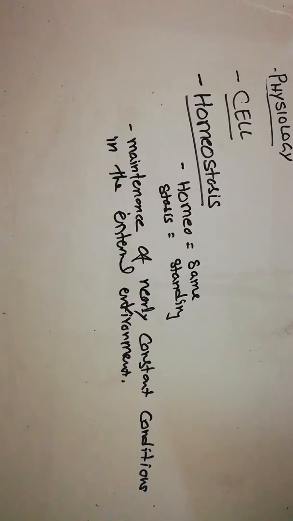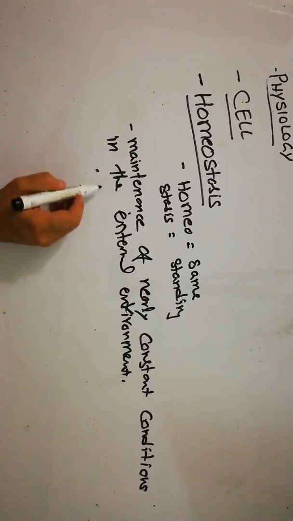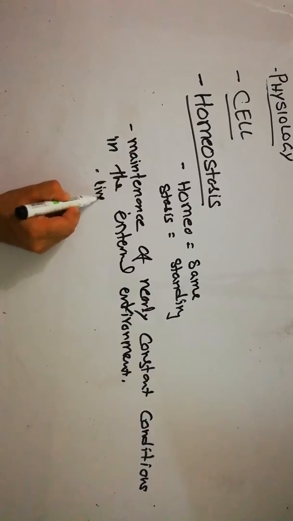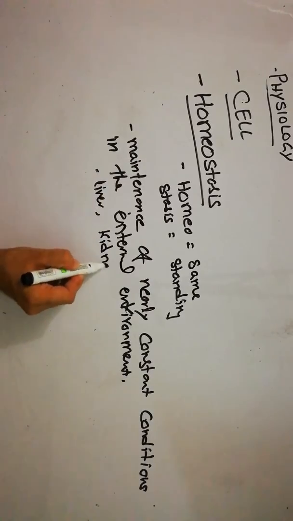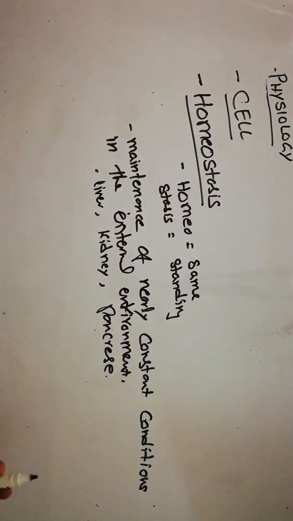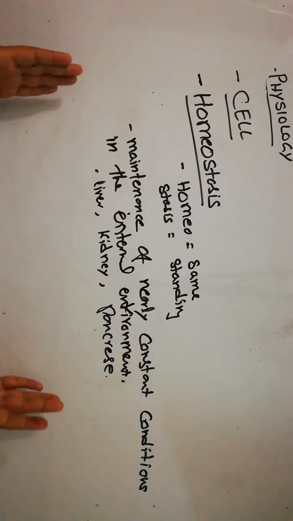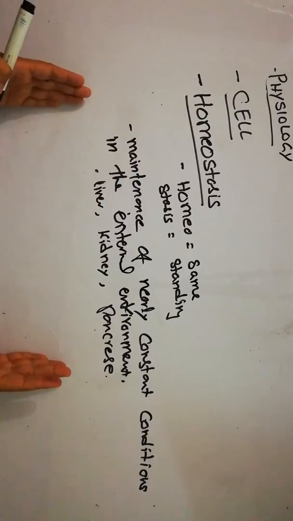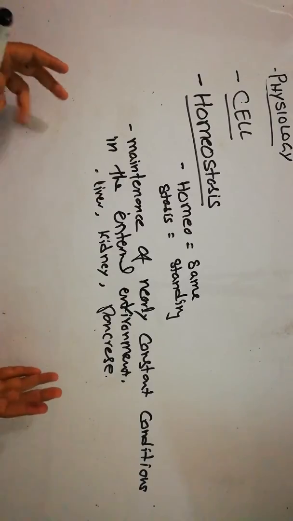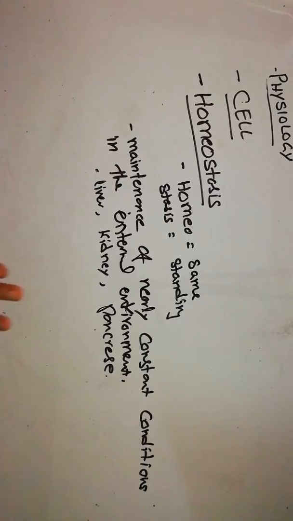We know that all these organs of the human body, for example, liver, kidney, pancreas, are made of different types of cells and they have different types of functions, but they are all contributing and coordinating with each other to maintain nearly constant conditions inside the internal environment or the extracellular fluid in the human body, so that all the processes can be executed smoothly.